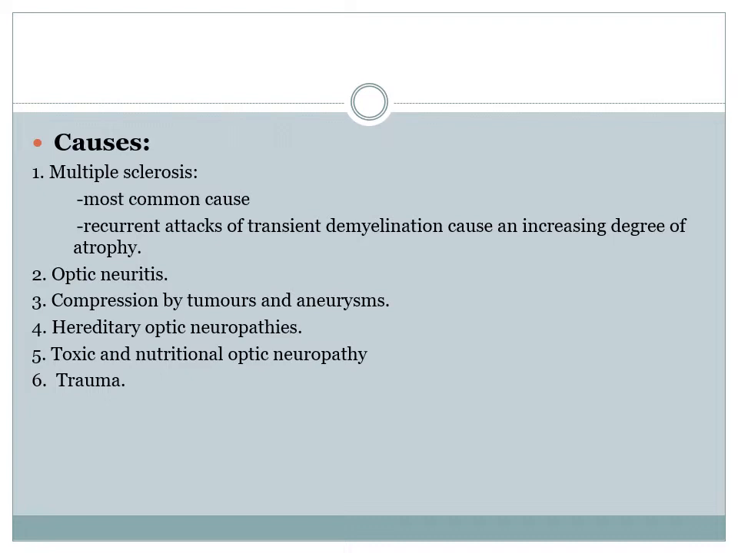Now, what are the causes of primary optic atrophy? Multiple sclerosis is the most common cause, because multiple sclerosis will most commonly cause retrobulbar neuritis, which will not have affection on the optic nerve head. So that will lead to primary type of optic atrophy. Recurrent attacks of transient demyelination will cause increasing degree of atrophy. Then there will be optic neuritis. Then compression by tumors and aneurysms.